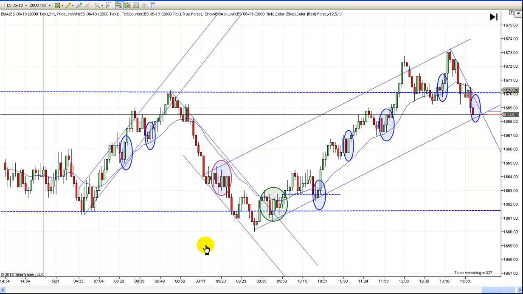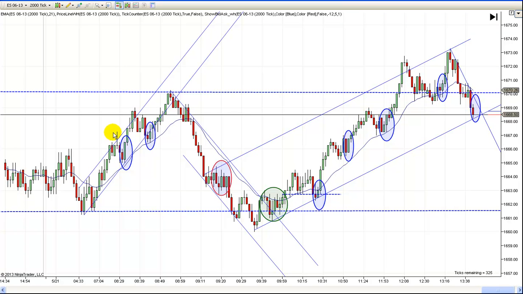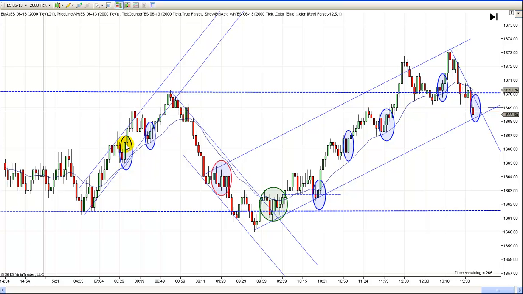But the first trade I saw this morning was just after the open. It's a little pullback to the EMA, to the trend line. Notice that we're going higher. We made a new high. We pull back. We test the breakout area. Look at that big reversal bar.